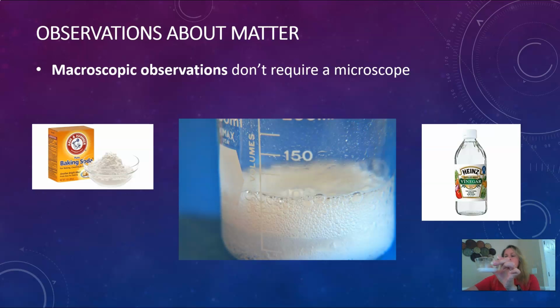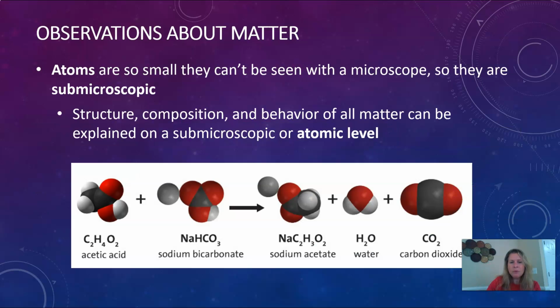All right, so what I see right now, that's an observation with my eyes or with all of my senses. I can smell the vinegar, I could hear the sizzle. Those types of observations are what we call macroscopic observations. Those are big picture. Macro means large. Those kinds of observations don't require a microscope. It's what we see.